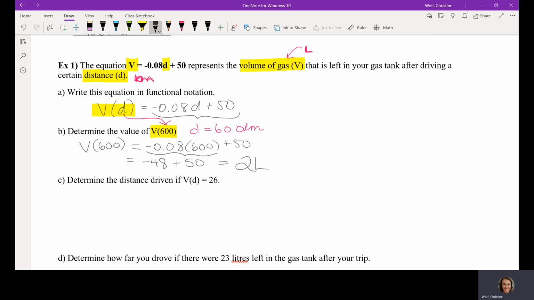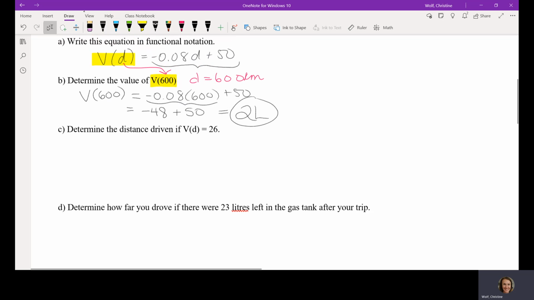And that makes sense because we drove 600 kilometers. That's a huge distance. That's to Saskatoon and back, and then halfway to Saskatoon again, pretty much. Okay? And we're done the question. We found our answer to be 2 liters left.